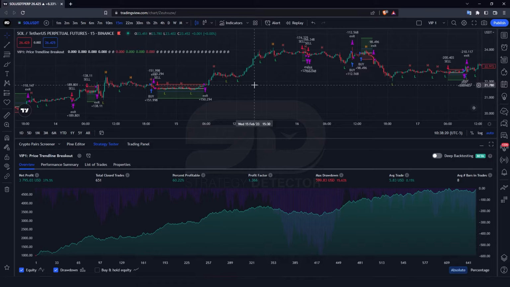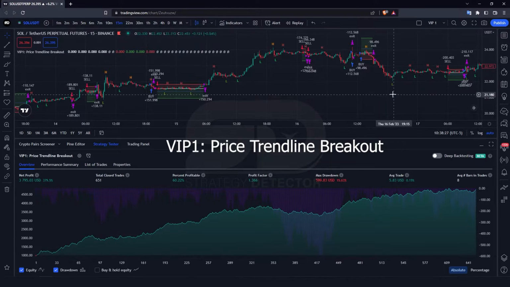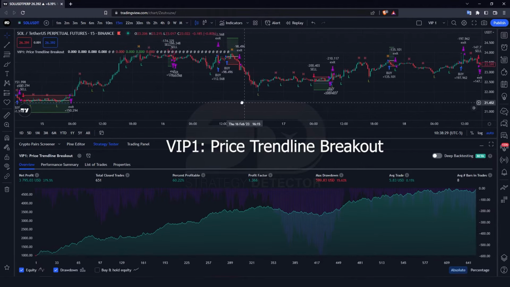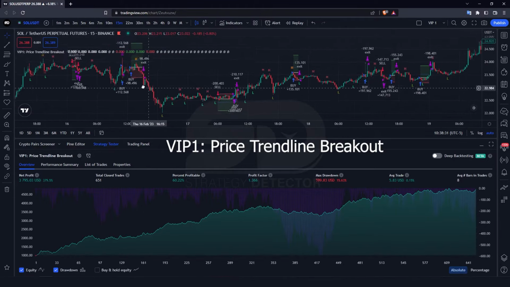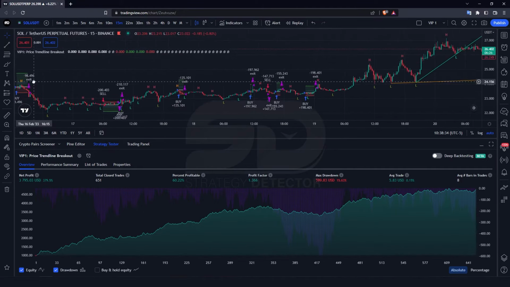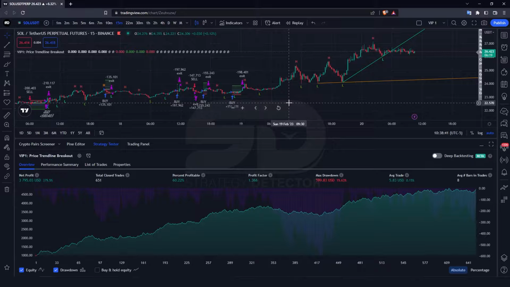The strategy that I want to introduce to you today is VIP 1, and it's called Price Trendline Breakout, which takes a position based on trendline breakouts and support and resistance breakouts. It can be said that this strategy will be one of the most special strategies in the market, and you can trade with this strategy, which is based on price action and trendline breakout. Let's see how the strategy works.